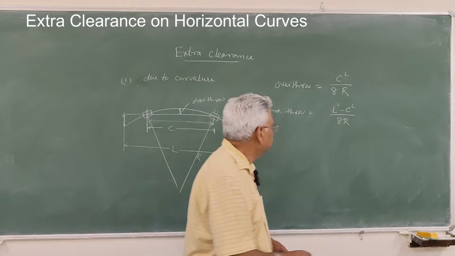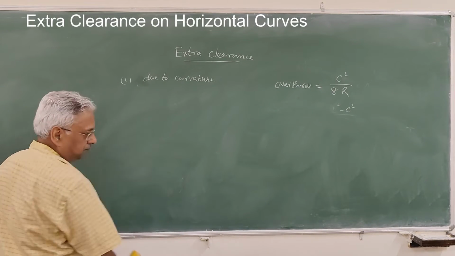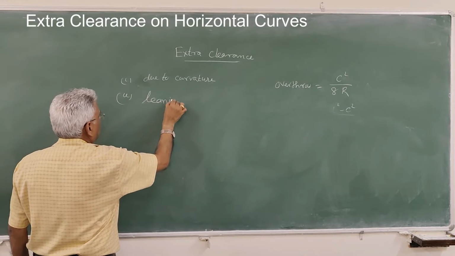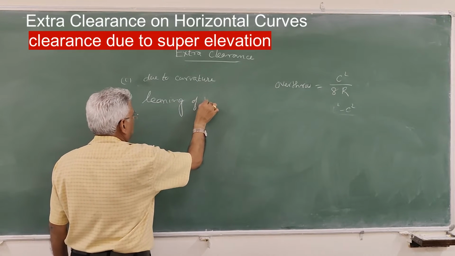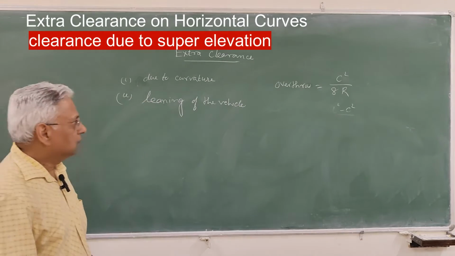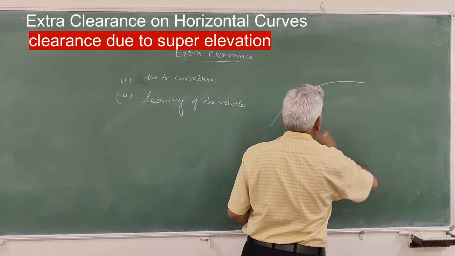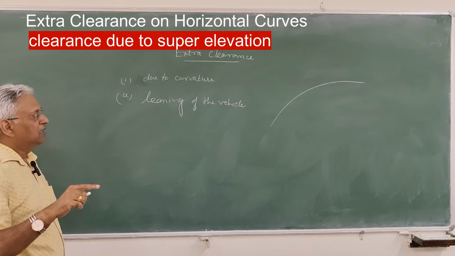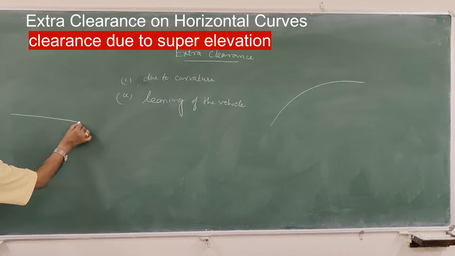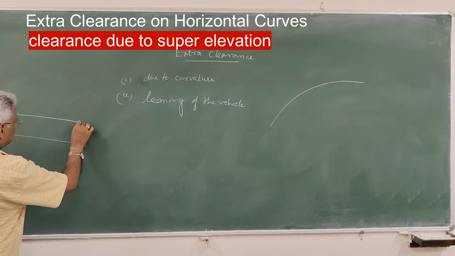Second is due to leaning of the vehicle, because of super elevation. When a vehicle moves on a horizontal curve, while discussing the amount of super elevation required, I told you that we provide the cant, and this cant is basically by raising the outer rail by a certain amount.